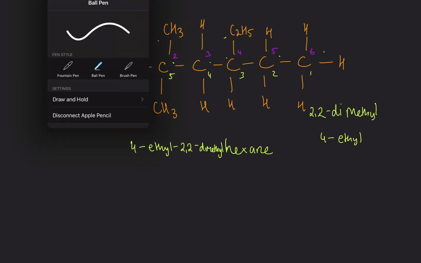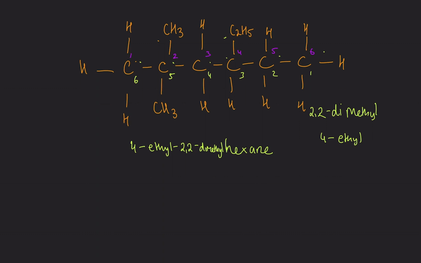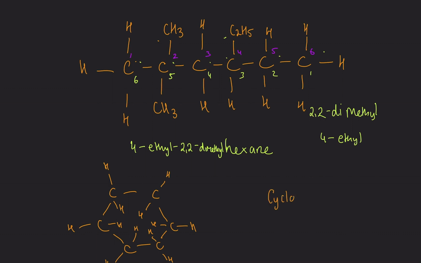Now there's actually one more thing that I wanted to show you. If the carbons are connected in almost like a cyclic form, all connected together, and if they're saturated with H's, you look at how many carbons there are. So in this one we have 1, 2, 3, 4, 5, 6 carbons, and we're just going to say that it's called cyclohexane. It's like a circle. And if it was 5 carbons, it'd be called cyclopentane.